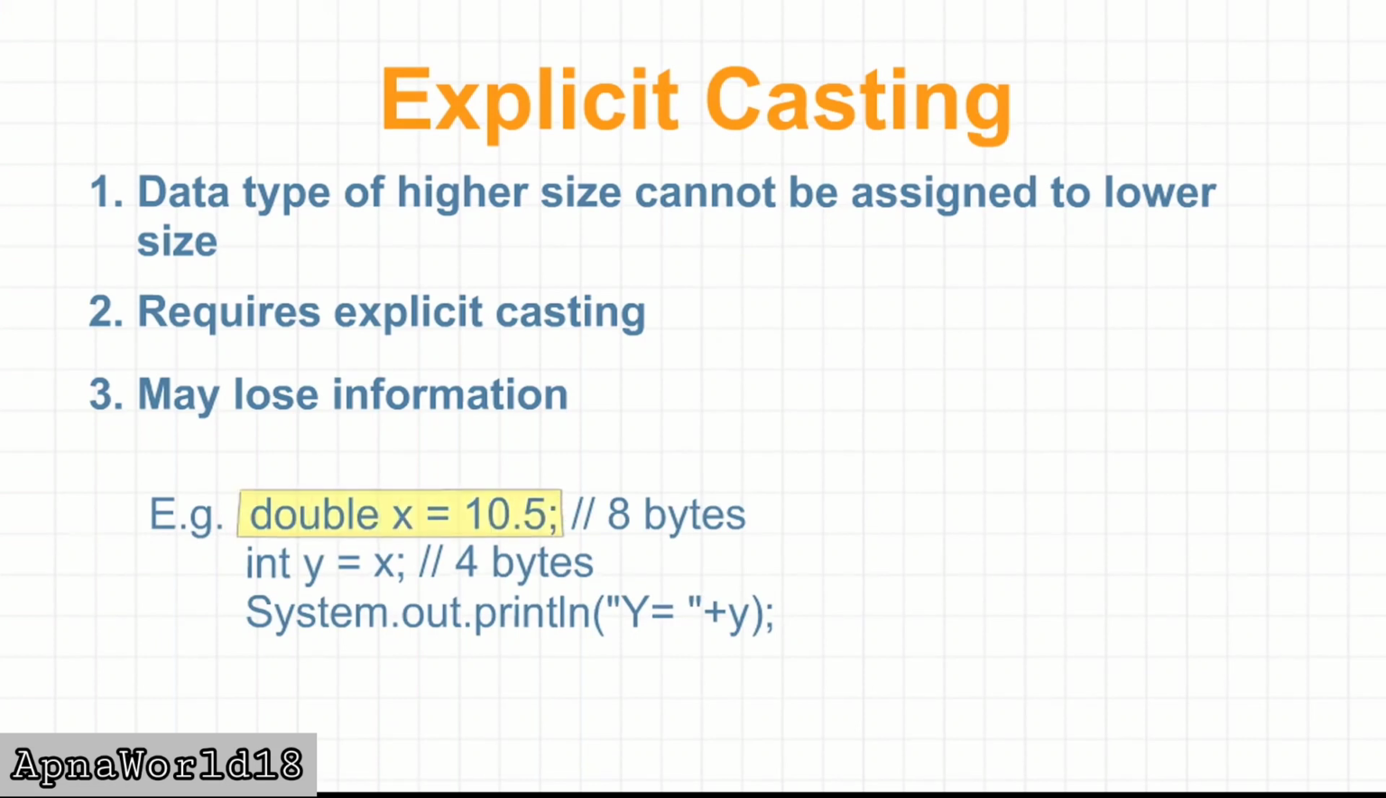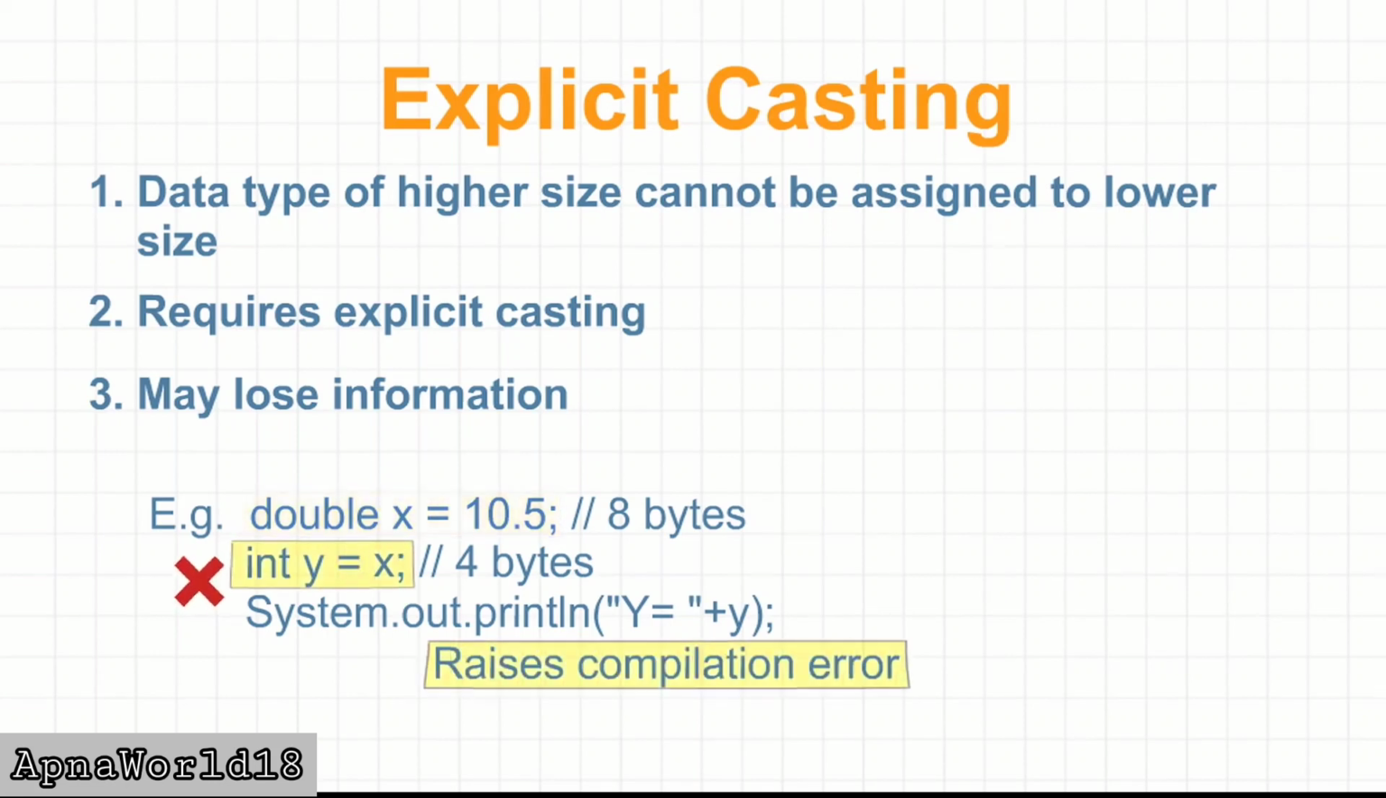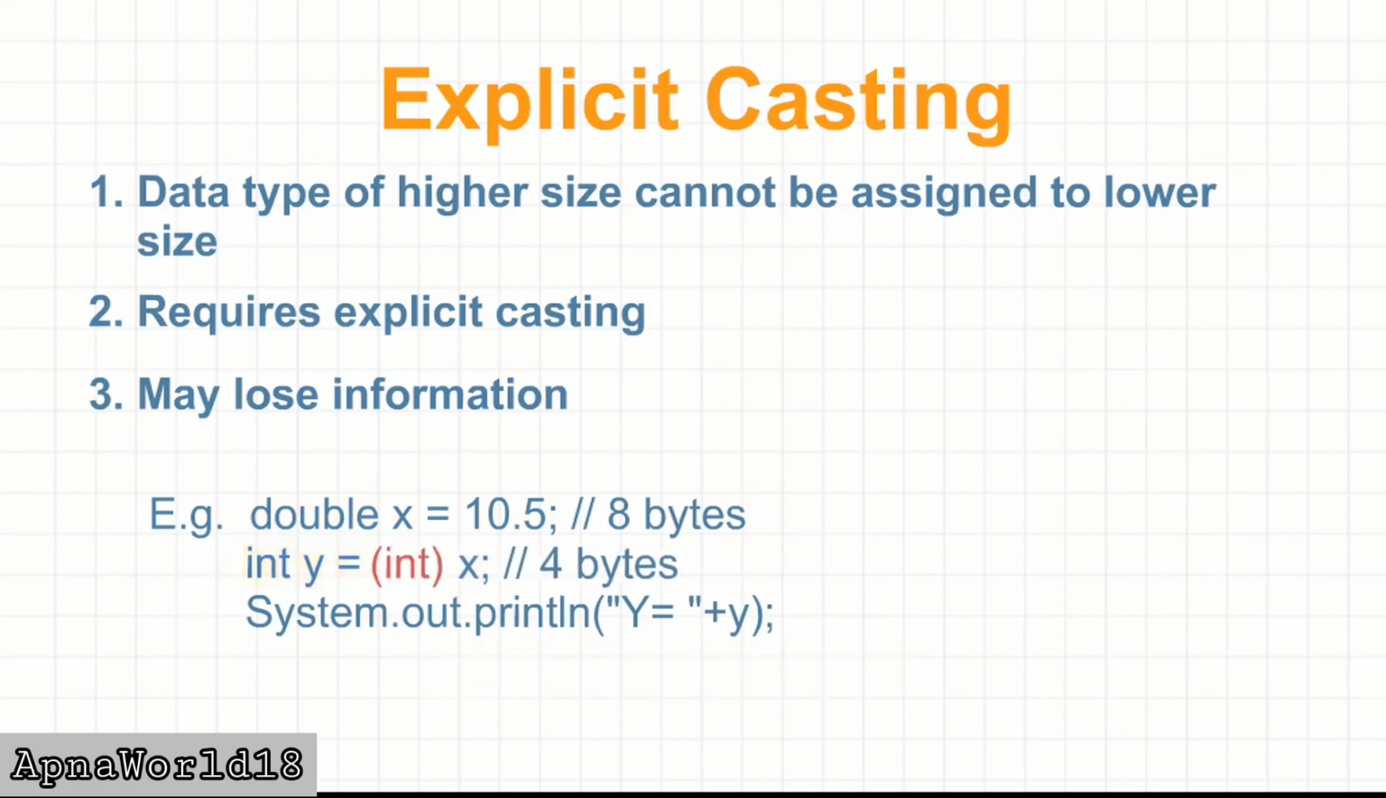If we try to assign it to an integer directly, it will raise a compilation error. However, if we do typecasting, it will allow it to go ahead, but when we try to print the value of the integer, it gives a value of 10.